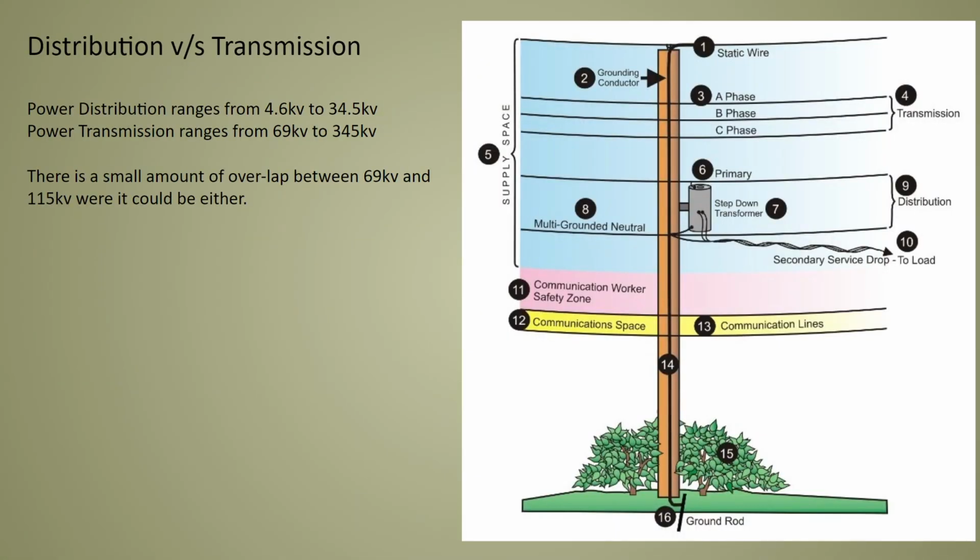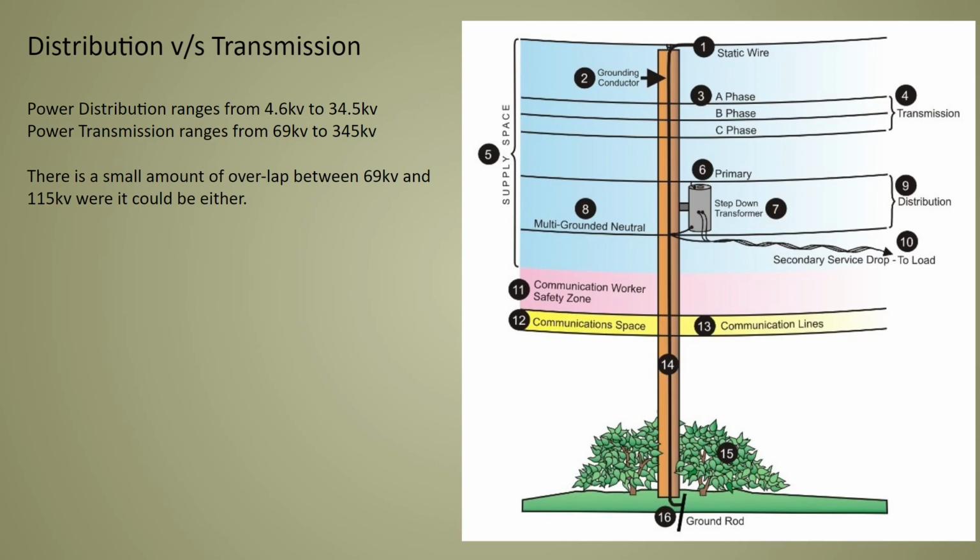Now, within that zone, you're going to have a lot of things going on, and you're going to have not only distribution power bringing it to your house, but you're going to have transmission power. Now, distribution always ranges between 4.6 and 34.5. Transmission lines going from substation to substation are 69 kV up to 345 kV. But there is this weird zone in the middle from 69 to 115 where it could be either phase, transmission or distribution.